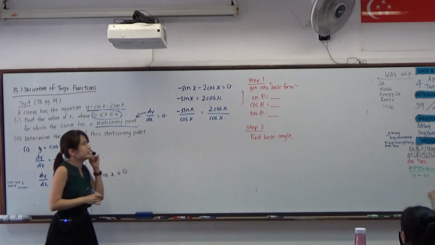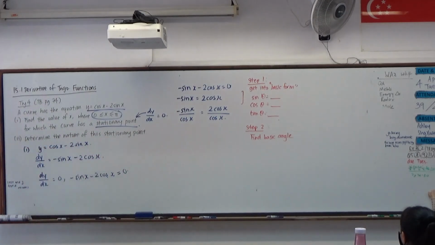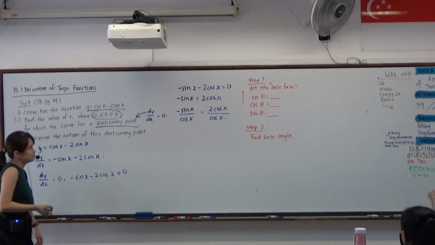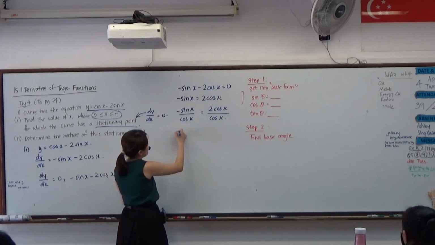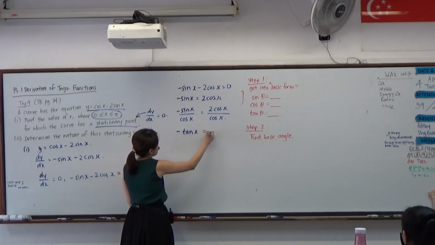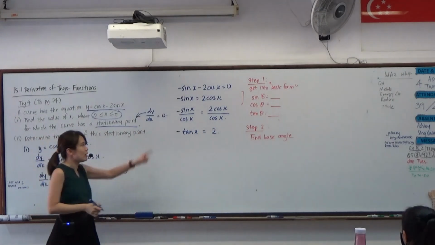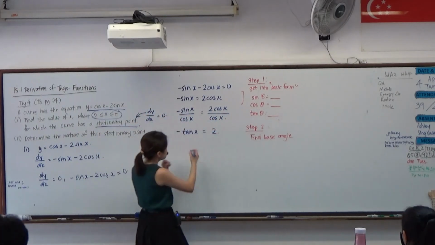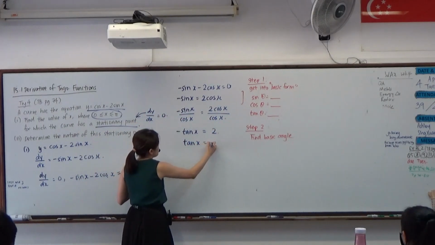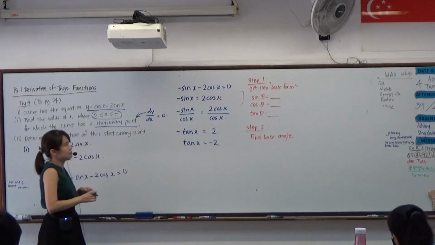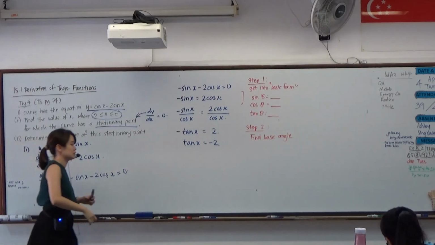Why is it that we can divide by cosine x on both sides? That's because cosine x won't be equal to 0 in this case. So I will get negative tangent x equals 2. And that's how we transform what we have into our basic form. In other words, tangent x equals negative 2. So step 1 is done.